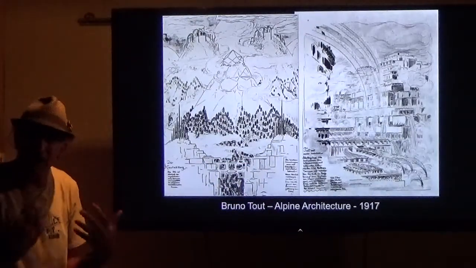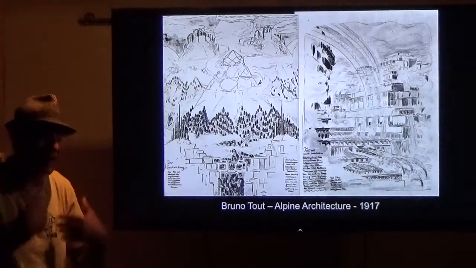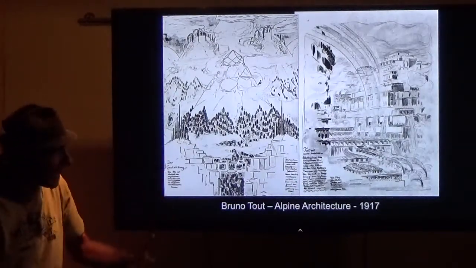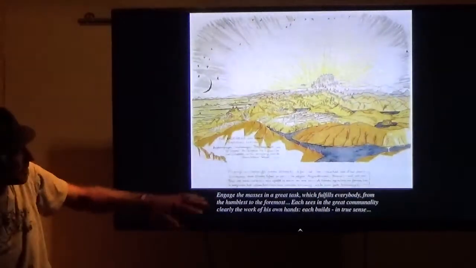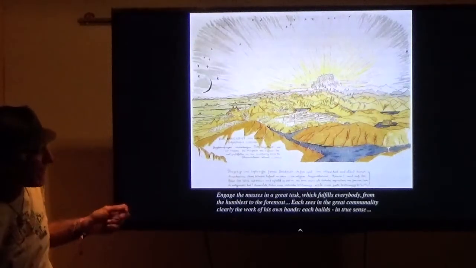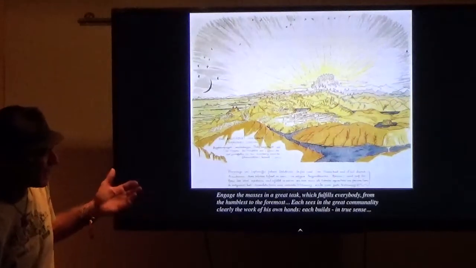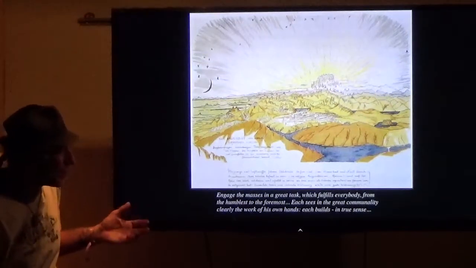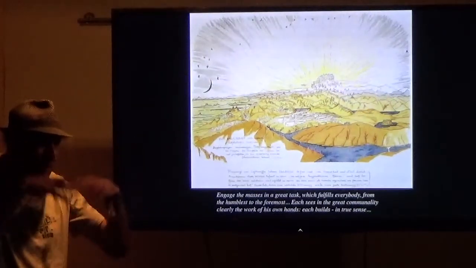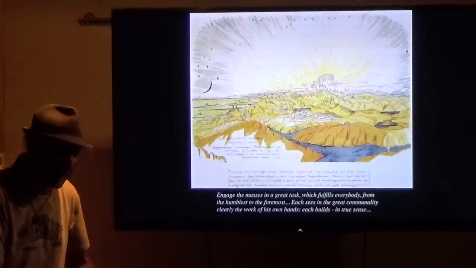And he had this whole concept that humans were organisms of the earth, to beautify the earth and live and work with the earth, not to just benefit humans, but to benefit all life on the earth in a very sacred way. And here's one of the crystalline cities on a mountaintop, and this is a little translation of the German text. Engage the masses in a great task which fulfills everybody, from the humblest to the foremost. Each sees in the great communality clearly the work of his own hands. Each builds in the true sense. So he wanted everyone to come and build these beautiful, sacred, crystalline cities. And really, it's inspirational when I learned of his concepts.